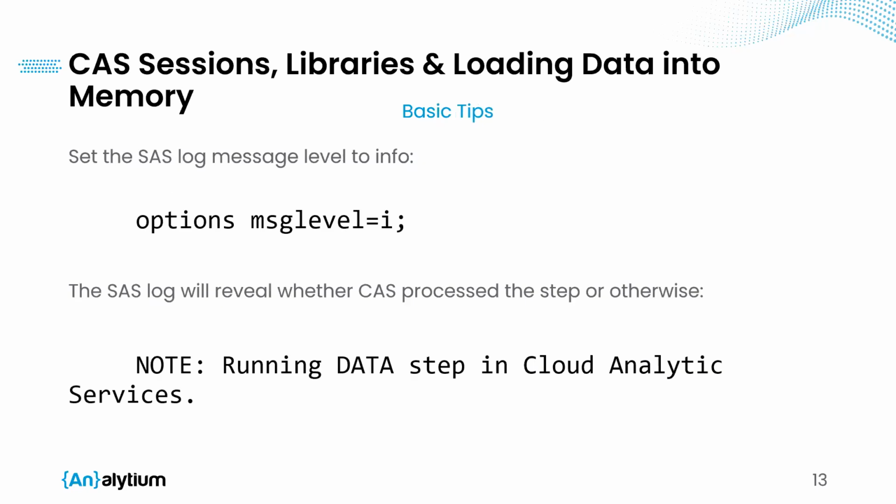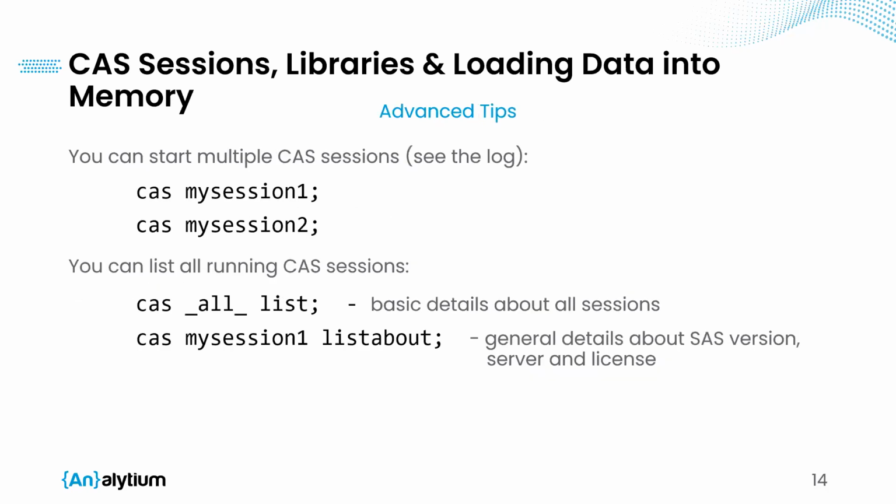If you set the message level equals I in the options, you'll get a note in the log whenever the code is running on CAS, which can be quite useful for checking whether your code is actually being executed on CAS or in SAS, or whether it's being executed on the SAS server. Similarly, you can also start up multiple CAS sessions named, and you can list all your CAS sessions by CAS _all list, and get some details about SAS versions and so on using the list about option in there.